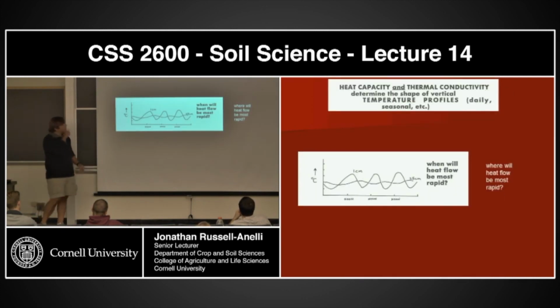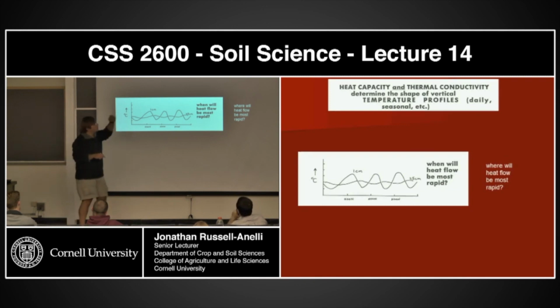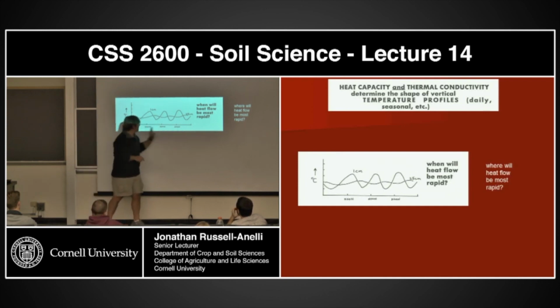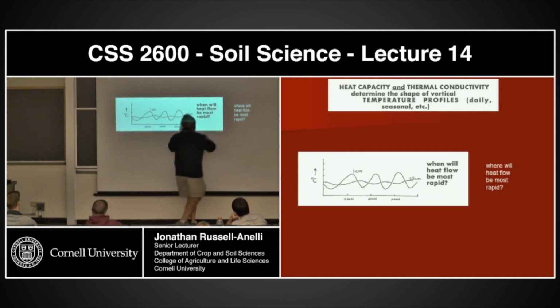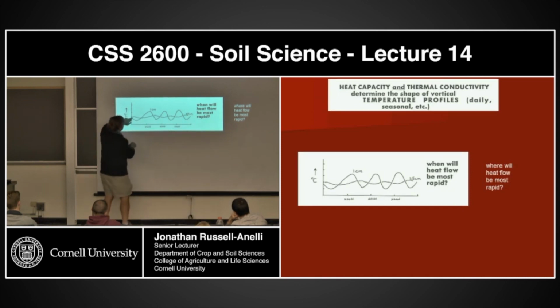Okay, so let's put these two together. We have thermal capacity and heat capacity. Basically, the combination of the two of them determine the shape of the temperature curves, or the thermal temperature profiles through a soil. Okay, so here's temperature, and this is time, noon, noon, noon. This line right here represents 25 centimeters down. This line right here represents 1 centimeter.